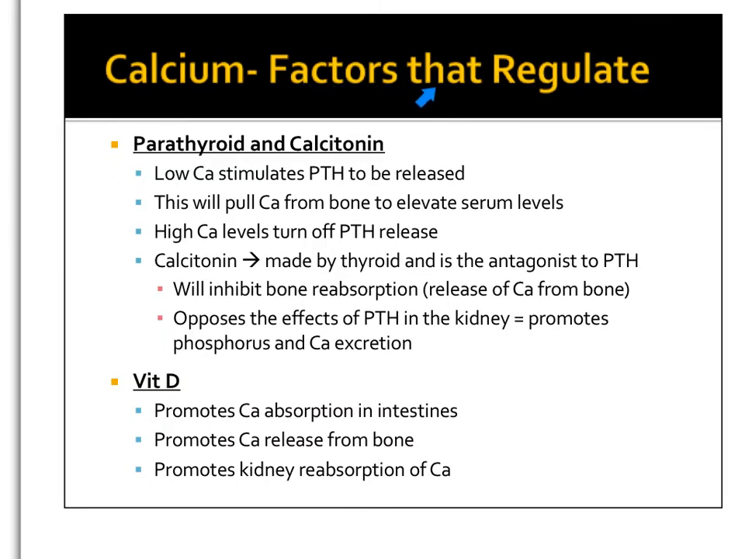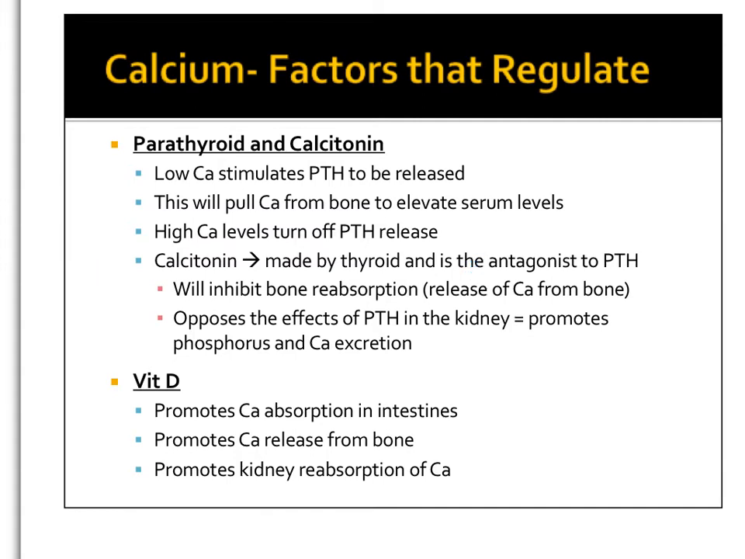All right, let's look at some of the factors that regulate calcium in your body. Two key players are parathyroid hormone, like we mentioned before, and calcitonin, which we'll get into in just a second. Low calcium levels in your blood stimulate parathyroid hormone to be released. The parathyroid hormone will pull calcium out of your bones in order to elevate and regulate the calcium levels in your body. Once those levels are elevated, it acts as a negative feedback loop to turn off parathyroid hormone.